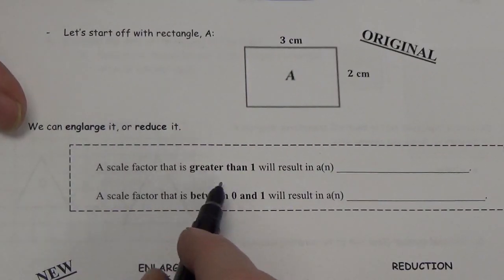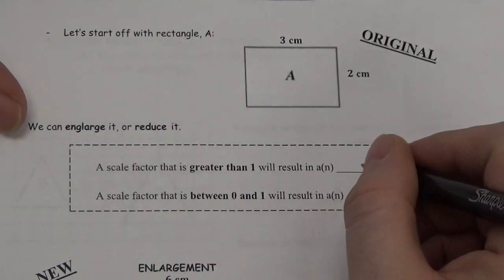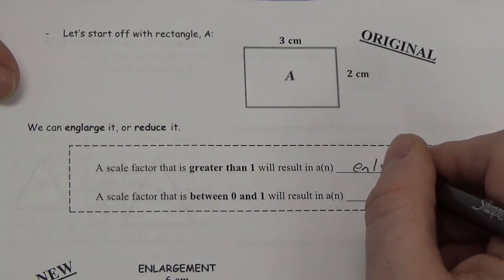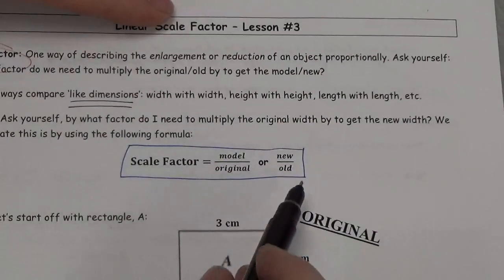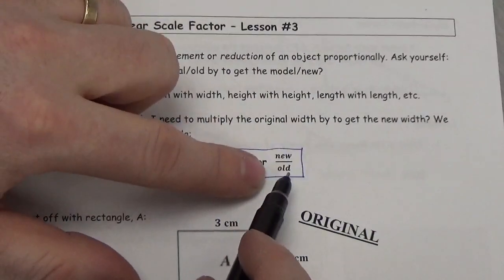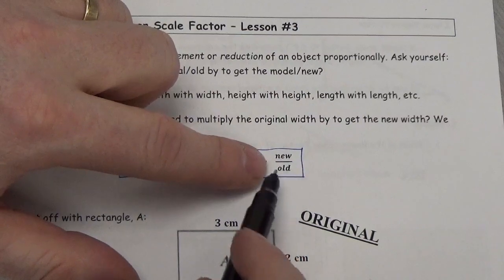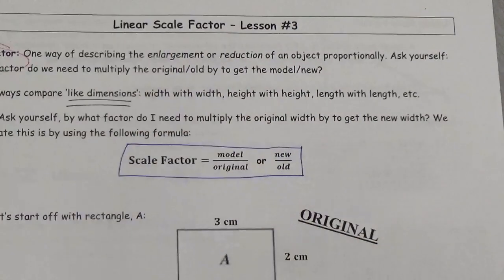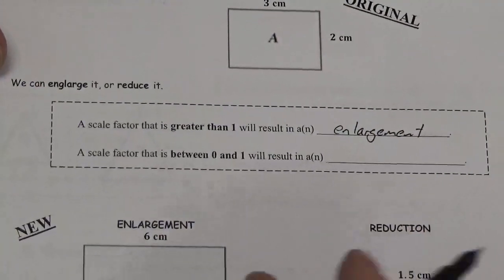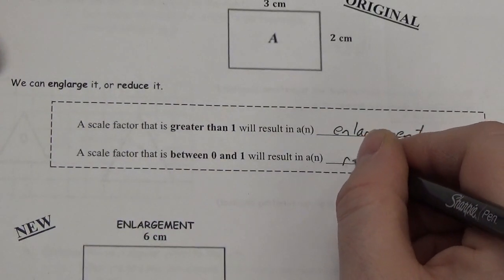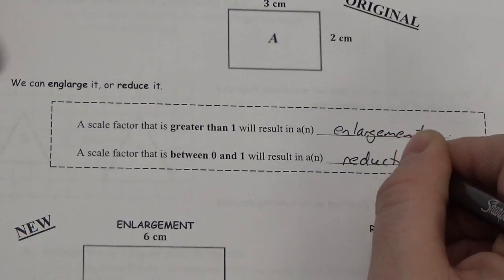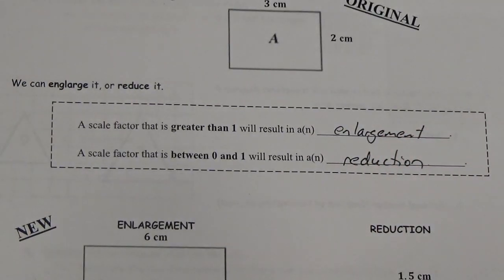Anytime you've got a scale factor that's greater than 1, the result will be an enlargement. And that actually makes perfect sense when you think about it, because if our ratio here is the new length to the old length, if the new is larger than the old, then this ratio will be greater than 1. On the other hand, if the scale factor is between 0 and 1, it will result in a reduction. And by the same reason, if that new length is smaller than the other one, then that fraction, that scale factor, is going to be less than 1.